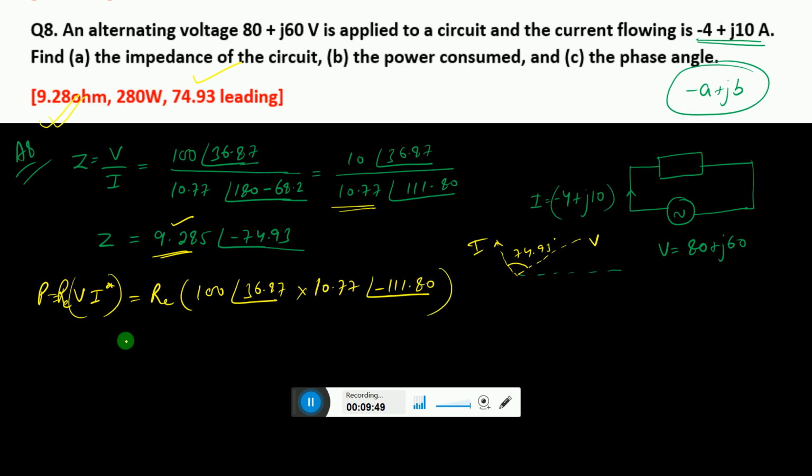Very simple. So we just write the value. This will come out to be... The real part of it will be the cos component of it. So that is nothing but 280 watt. So that is how we can solve and get the value of the power consumed.